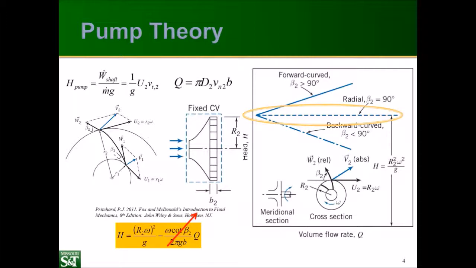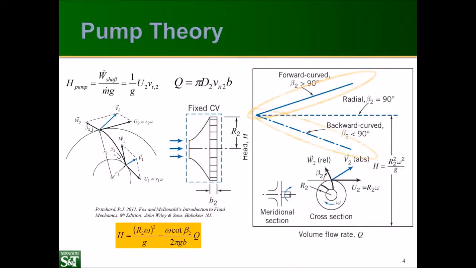We can also look at the case of forward curved blades, where the blade is curved in the direction of rotation, or beta is greater than 90 degrees. Now, in this case, the head actually increases with volume flow rate. However, it's almost never used in practice, because this type of pump is very unstable in operation, and it's prone to cavitation, which is the creation of bubbles inside of the pump, and that degrades the pump performance and can damage the rotor blades. So there's very high maintenance costs associated with this kind of pump.